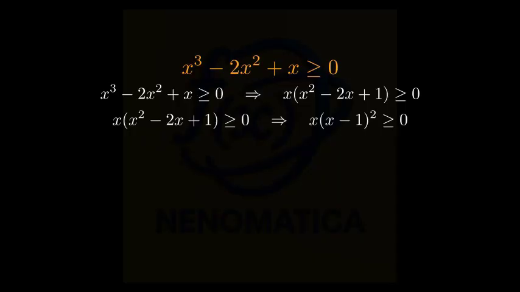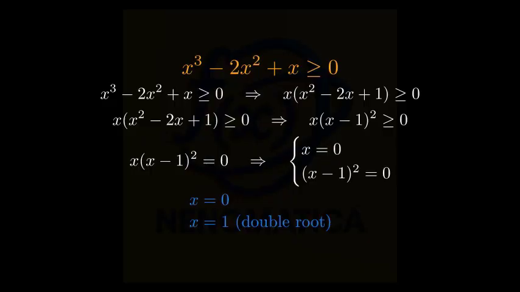Step 2 is to find the critical points. We set the factored expression to 0: x times x minus 1 squared equals 0. That gives x equals 0, and x equals 1 from the factor x minus 1 squared equals 0. Since the power is 2, x equals 1 is a double root.